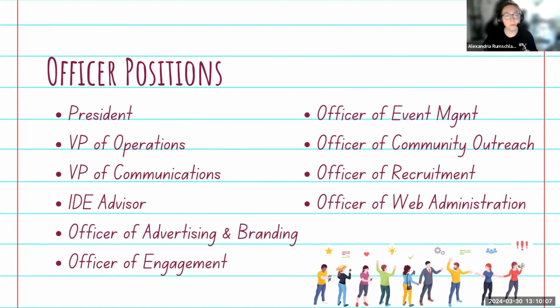So our officer positions consist of the president, VP of operations, VP of communications, IDE advisor, officer of advertising and branding, officer of engagement, officer of event management, officer of community outreach, which those are kind of a duo, officer of recruitment, and officer of web administration. We're actually going to get into what each of these truly are and what they do.